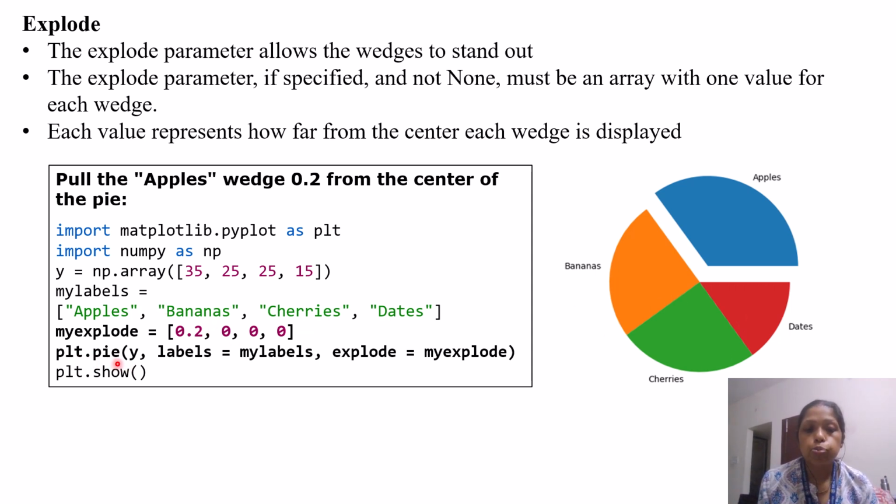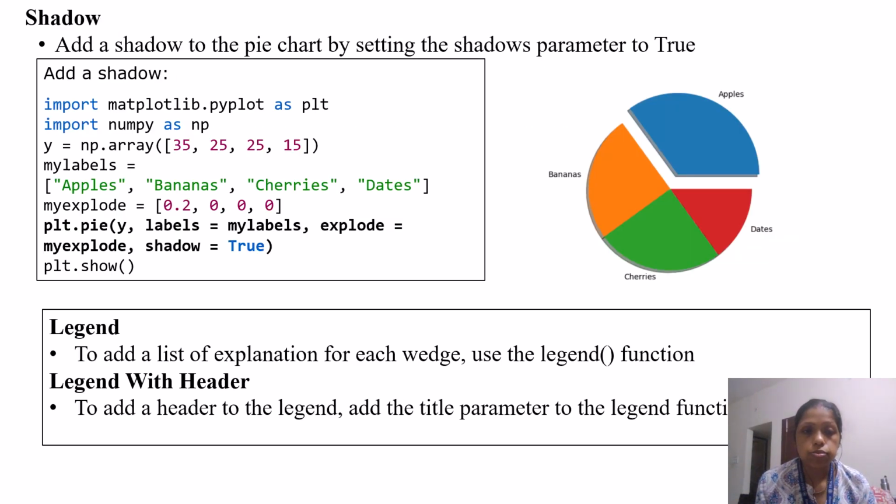Again, plt.pie within brackets: y, labels equal to mylabel, all the labels, and the explode argument is there. If you write explode equal to the positions of all the sections through a list, then the explode will be activated. If you give apple as 0.2, that means it will be separated by 0.2. This is the explode functionality. Now shadow: if you write shadow equal to True, then you can see the shadow on the pie chart.